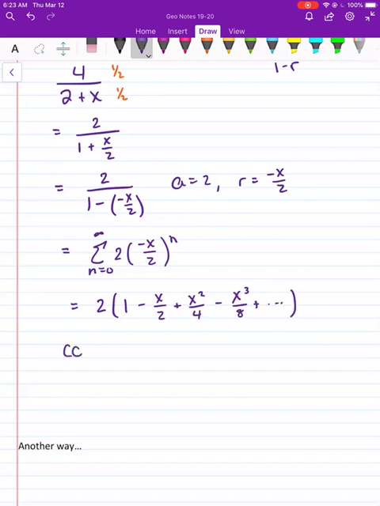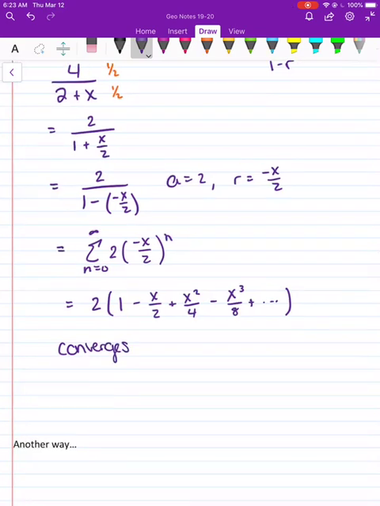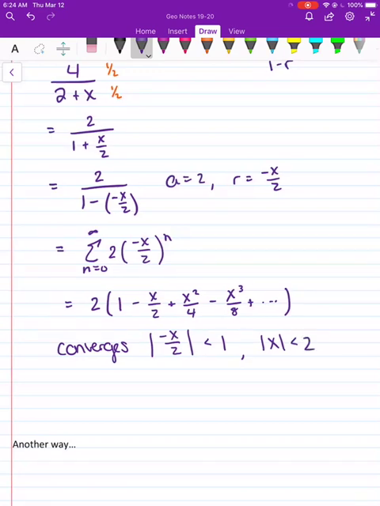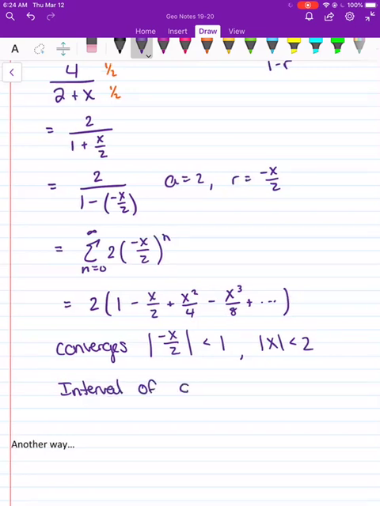And it converges for the absolute value of r less than 1, which simply, when I evaluate that, the absolute value of negative x is the same as the absolute value of x, multiply both sides by 2. So I get that the absolute value of x has to be less than 2. And since it's centered at 0, my interval of convergence is going to go from -2 to 2.